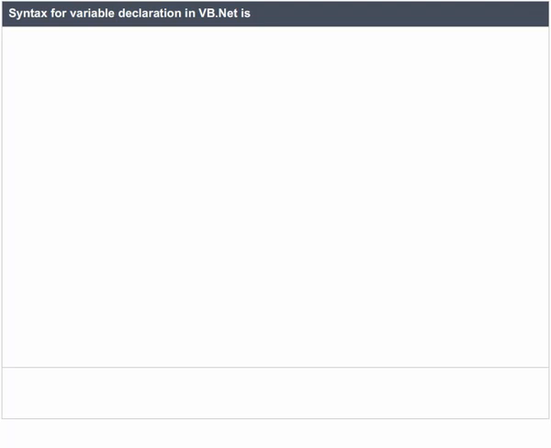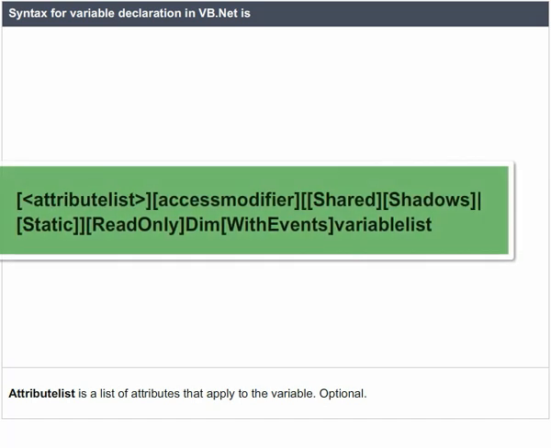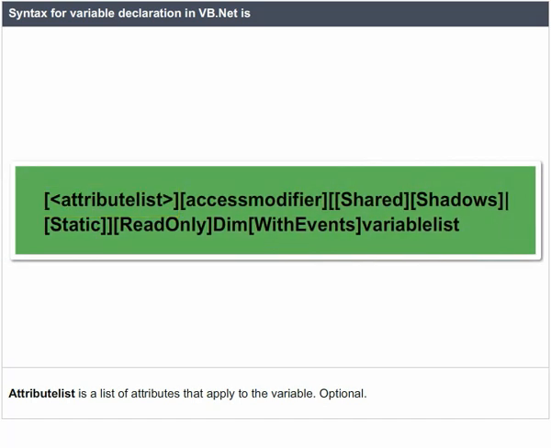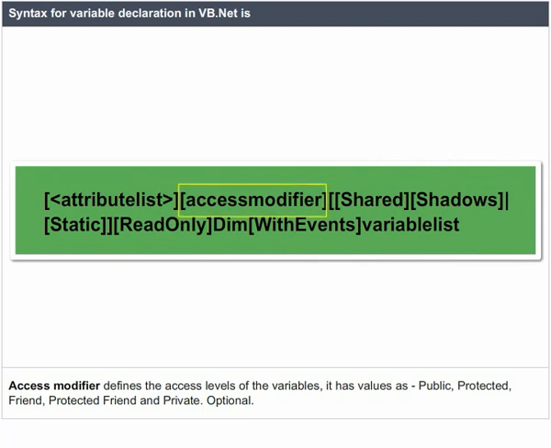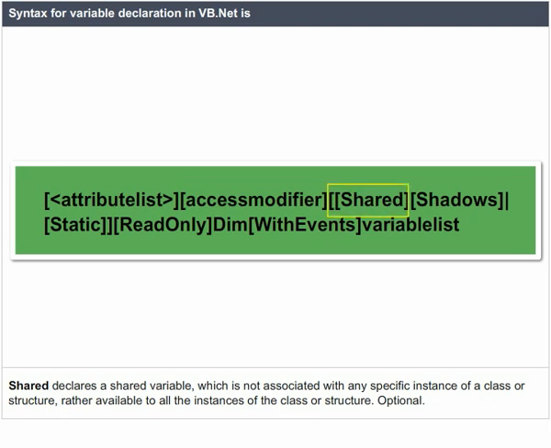Syntax for variable declaration in VB.NET: attribute list is a list of attributes that apply to the variable, optional. Access modifier defines the access levels of the variables. It has values as Public, Protected, Friend, and Private, optional. Shared declares a shared variable which is not associated with any specific instance of a class or structure, rather available to all the instances of the class or structure, optional.